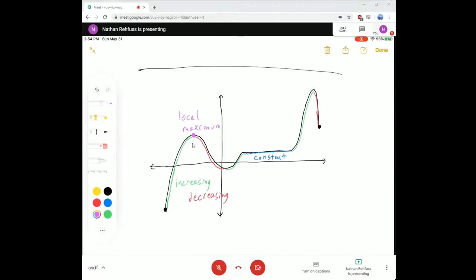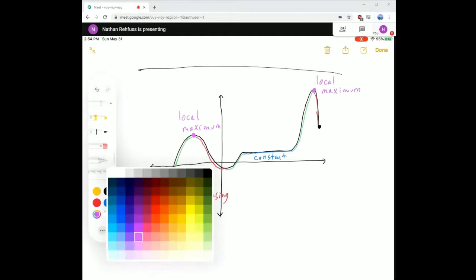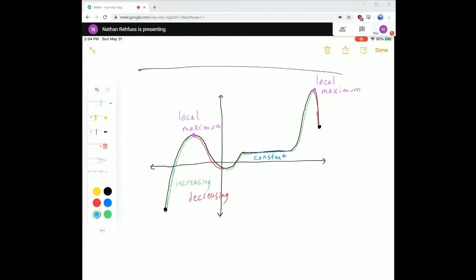Maximum because it's the biggest, local because it's only the biggest in its neighborhood. Once it goes to the big city, it's not special. But over in this small town, it's real special. So this is a local maximum. Actually, this point here is also a local maximum. But in addition to being a local maximum, it's actually real special. It is the absolute maximum. It's the best thing there is. It is the highest point on the entire graph.